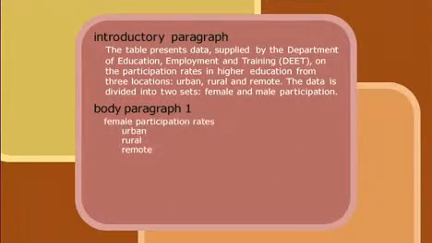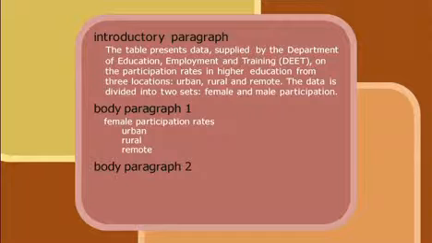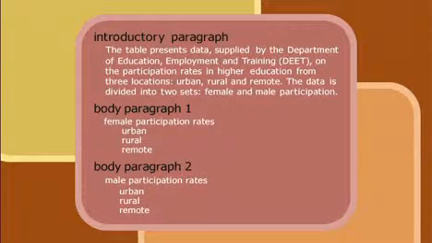Notice our second sentence tells the reader that the data will be presented according to female and male participation rates. So our first body paragraph will be about data for female participants. Here's the structure of body paragraph 1. It shows female participation rates in each of the 3 locations. Body paragraph 2 will describe male participation rates for each of the 3 areas.